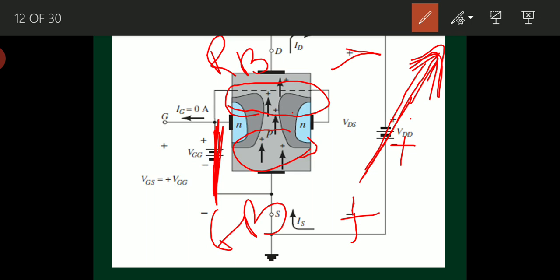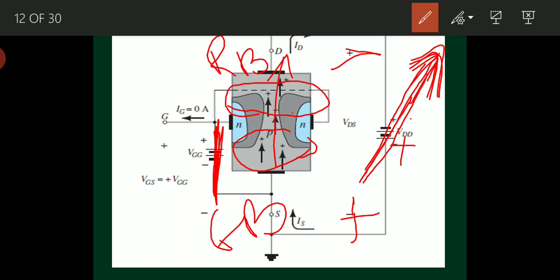Of course, due to this forward bias, more charge carriers will move from source to drain, so current increases much more. So as I go on increasing this VDS, current will increase, and also the depletion region at reverse bias goes on increasing, thereby the channel width goes on decreasing.